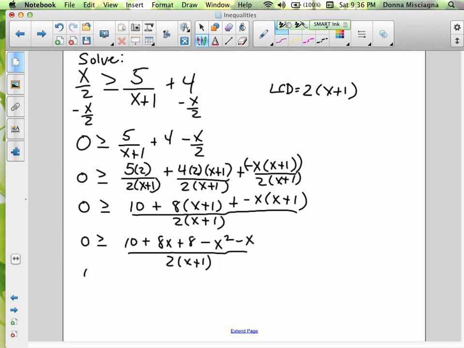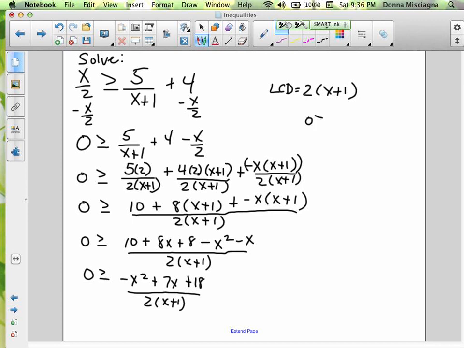Now let's combine our like terms. Let's put the x squared first. Negative x squared. And then we've got 8x minus x, so that's plus 7x. And we've got 10 plus 8, that's 18. Divided by 2 times x plus 1. Almost done. Let's factor the negative out because it's so much easier to factor without that negative there.